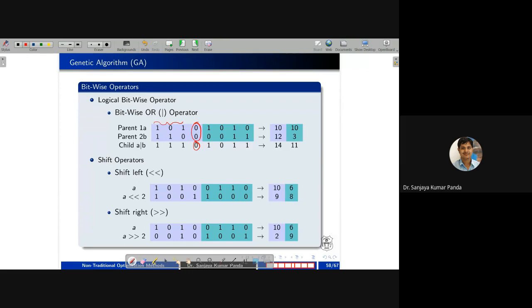With the left shift operator, you move towards the left. Like here you can see this 0 is now moved to this position. If I shift by 2 bits, this 1 is here, this 1 is here, and the rest of the bits are padded with 0. Similarly, with the right shift operator, this 1 is here, this 0 is here, and these 2 bits are padded with 0. So these are called the left shift and right shift operators, and you can apply them.